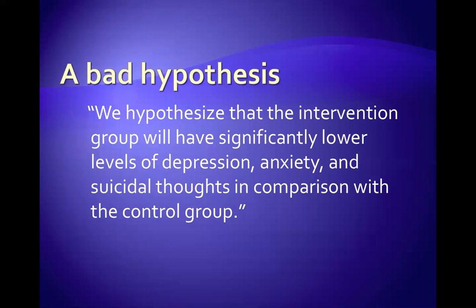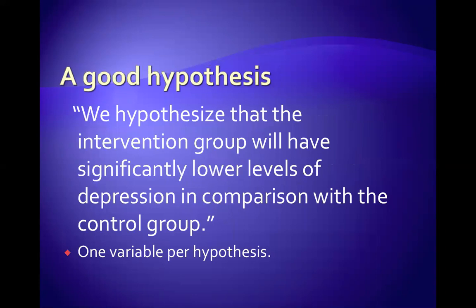So that's the thing. What you need is one variable per hypothesis. So you would say that we hypothesize that the intervention group will have significantly lower levels of depression in comparison with the control group. And then you would have another hypothesis that only states suicidal thoughts, and then another hypothesis that states only anxiety. So that way you can accurately reject or fail to reject each hypothesis.